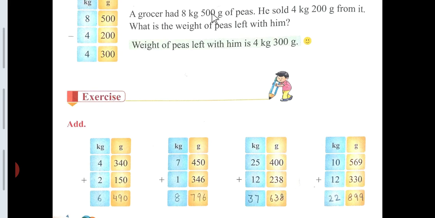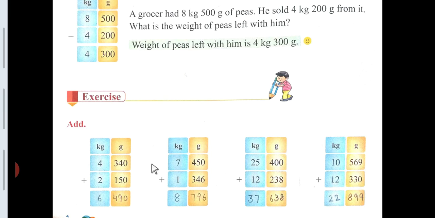had 8 kgs and 500 grams of peas, and he sold, means given to the person who has come to take it. Now how many peas are left with him? So you have to subtract. 0 will come as 0, 0 will come as 0, 5 minus 2 is 3, and 8 minus 4 is 4. So 4 kgs and 300 grams. So the weight of the peas left with him is 4 kgs and 300 grams. I hope that you have understood it.